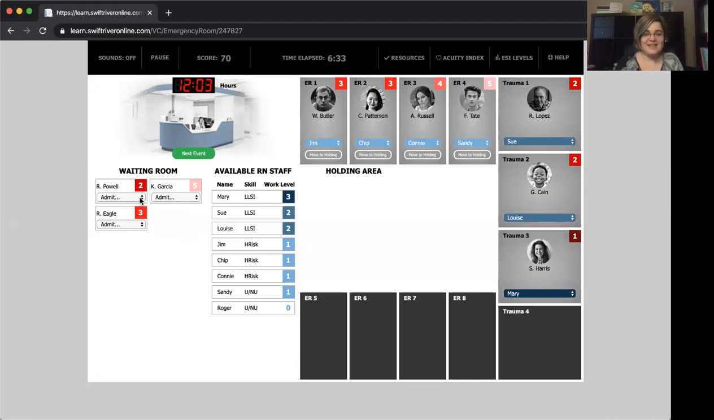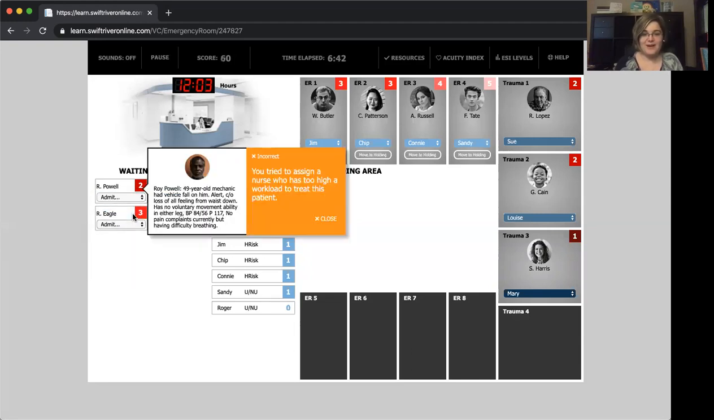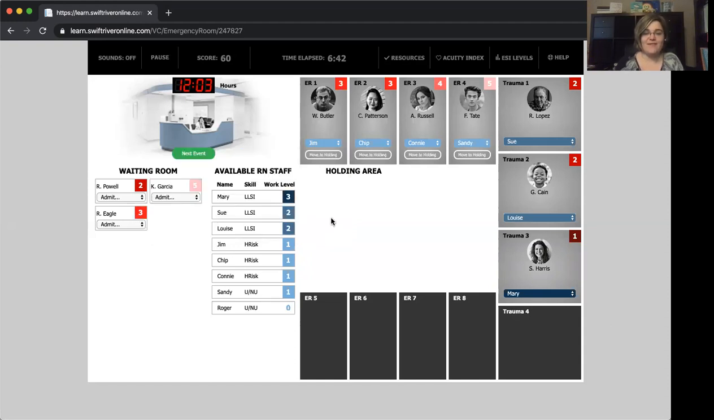And then this one also needs to go to either Sue or Louise. But when I do that, you will see that I cannot do that because the nurse has a workload that's simply too high. So when you have a patient who has acuity level of 1, it's like having 3 patients, basically. If they have acuity level of 2, it's like having 2 patients.